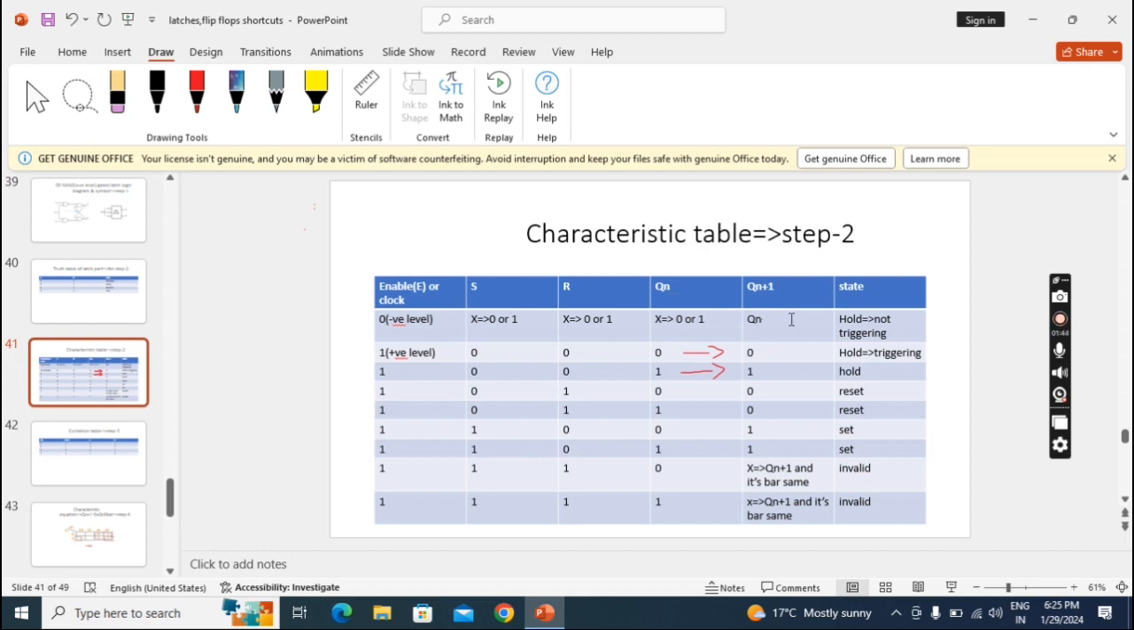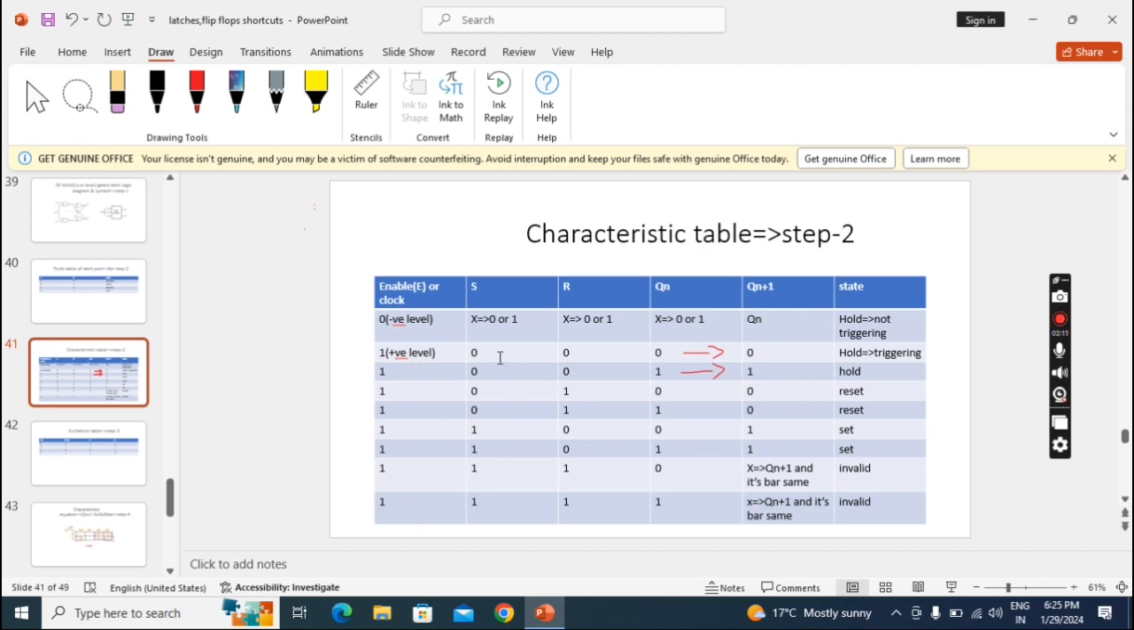So in this condition, the circuit is not triggering, because a positive level circuit will respond to only positive level, not to negative level. It is not responding or not triggering. However it is in the previous state, it will stay like that only. There is no change in the circuit. That's the meaning. Okay. Now we'll see what will happen if we apply positive level.